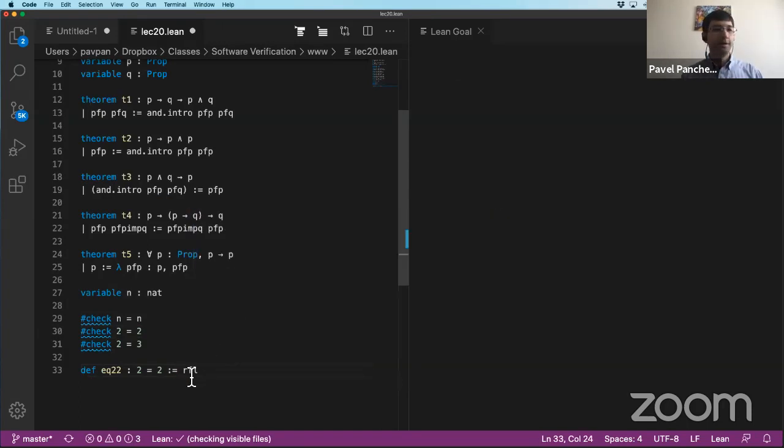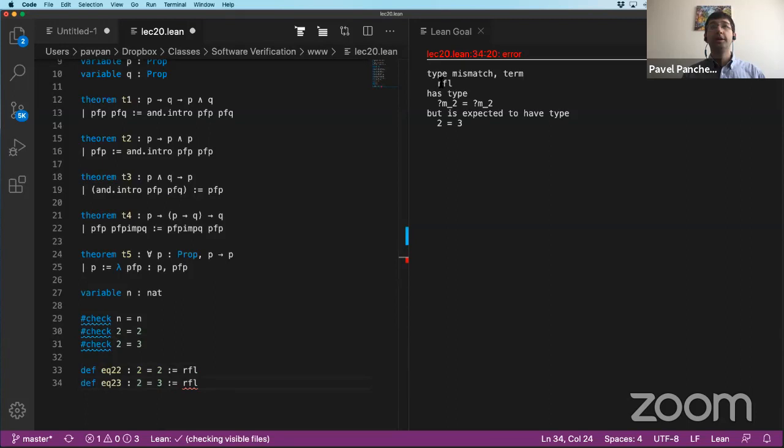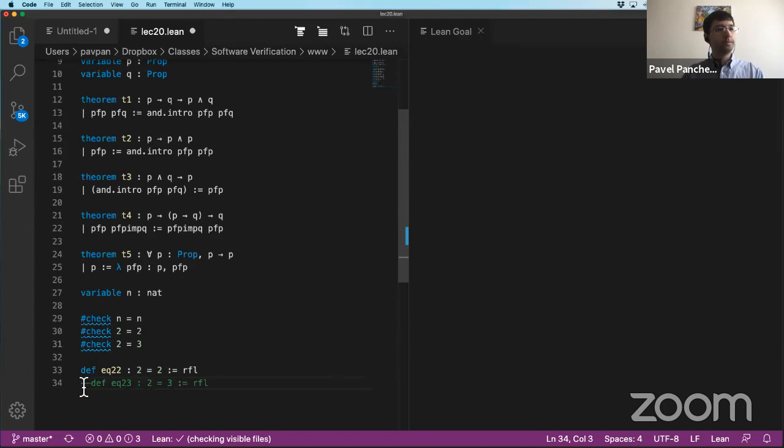And you can try to figure out for yourself what RFL stands for, but the basic upshot is that if you have an equality between two equal things, RFL is the proof of that. And so that is how we can prove that 2 equals 2. But if we try to prove that 2 equals 3 with the same method, it'll complain that reflexivity expects to prove that one thing is equal to itself, and 2 and 3 are not the same thing, and therefore it cannot check this proof. There we go.